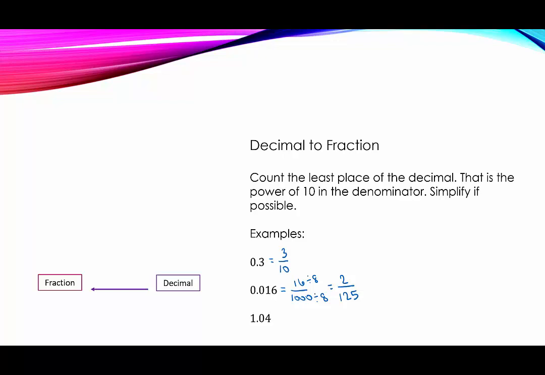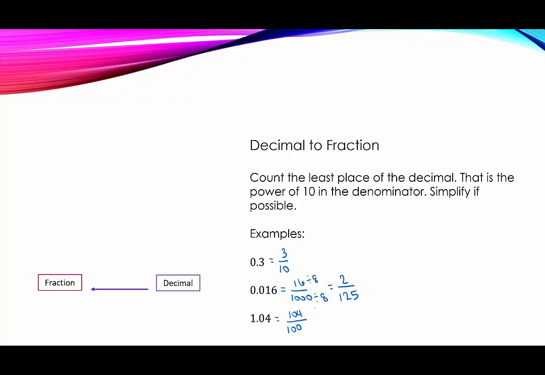And our last example, we have 1.04. This will be 1 is in the ones place, tenths, hundredths. So we're going to write this as 104 over 100 because the 4 was in the hundredths place. Notice, just like with the two examples previously, we just dropped the decimal point. This time there happened to be a whole number in front of it. That's fine. We just leave that there.